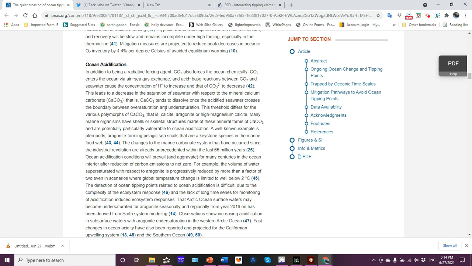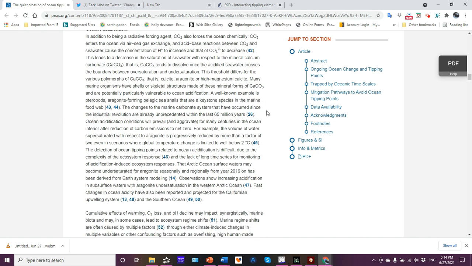Well, we're finding that the calcite compensation depth is getting shallower and shallower. It's shoaling. So in other words, more and more organisms are at risk of basically having their shells, their homes, dissolve out from under them. This threshold differs for the various forms of calcium carbonate. We have calcite, aragonite, high magnesium calcite, but I'm not going to get into the weeds on that one.